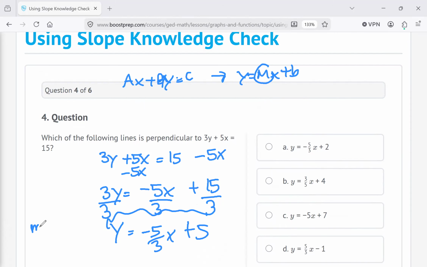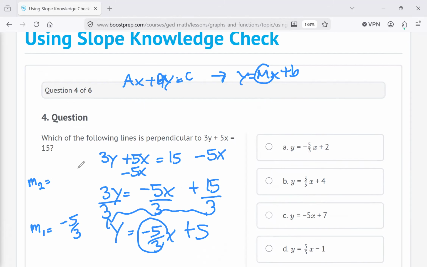So we'll call that m1. What is the slope of this line? -5/3, right? The slope is the number in front of the x, so it's negative 5/3. Now, what do you think the new slope should be in order for it to be perpendicular?